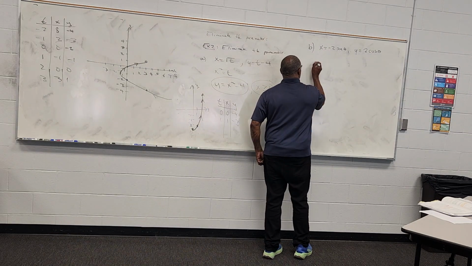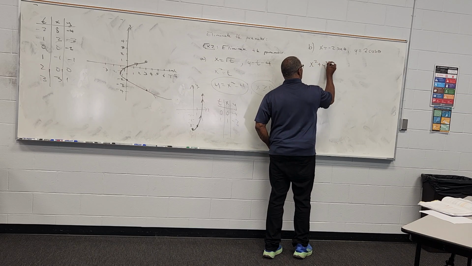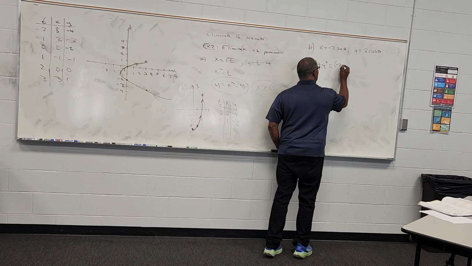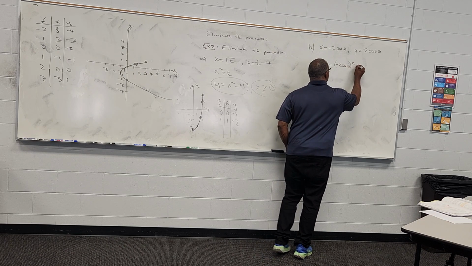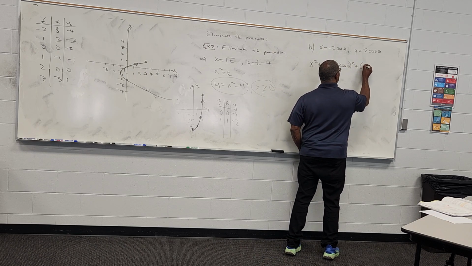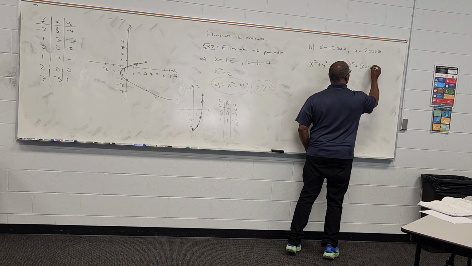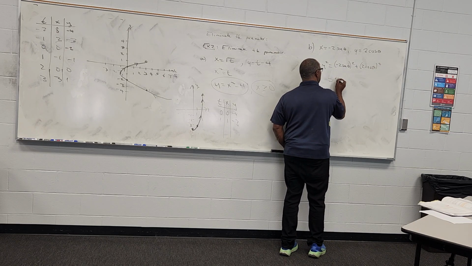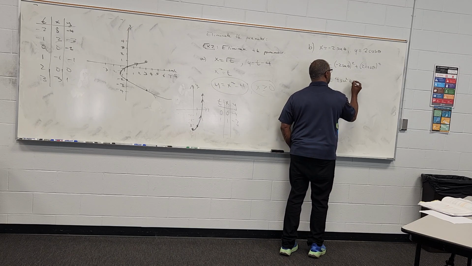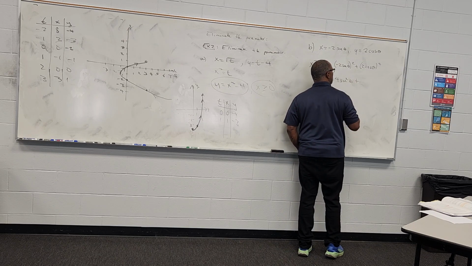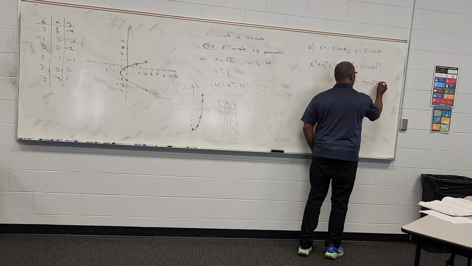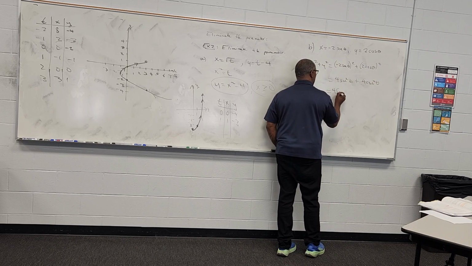Well, these are trig functions. What if I did x squared plus y squared? That means x gets squared, y gets squared. Okay? But negative 2 sine theta squared becomes 4 sine squared theta, plus 2 cosine theta squared becomes 4 cosine squared theta. Pull out the 4.